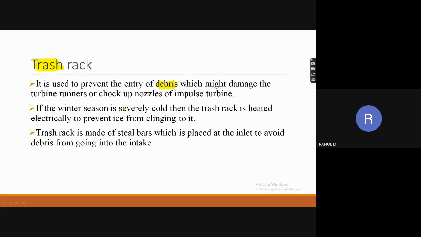If the winter season is severely cold, then the trash rack is heated electrically to prevent the ice from clinging to it. So this is another thing: the trash rack is heated during the winter season. Similarly, the trash rack is made up of steel bars, which is placed at the inlet to avoid the debris from going into the intake.